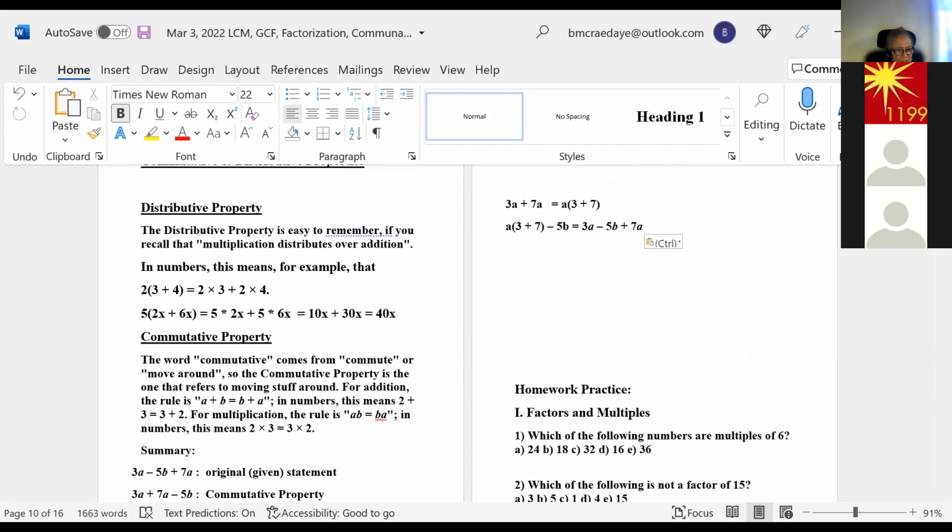Distributive is when you say, I'm going to distribute my multiplication over addition. So multiplication of 2 times 3 plus 4 is distributed as 2 times 3 plus 2 times 4. Whereas commutative is just changing the order, moving things around. And that's what we were doing in that. You got it? That's the difference. So you think you can do the homework, right?